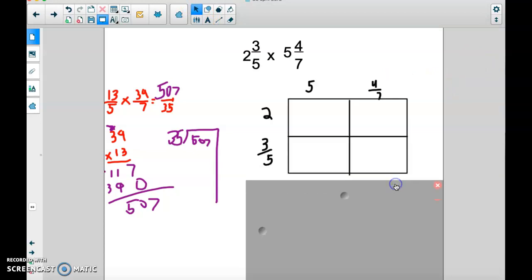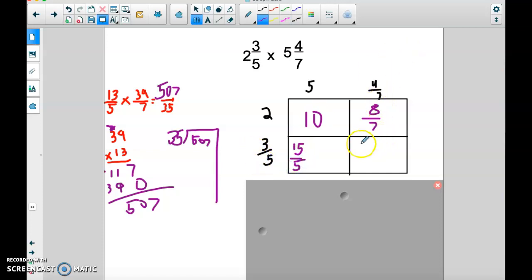Now, we could also set up a box, and we just do what's in the box, right? So 2 times 5 is 10. 2 times 4 sevenths is 8 sevenths. 3/5 times 5 is 15/5. And then 3/5 times 4 sevenths is 12/35.